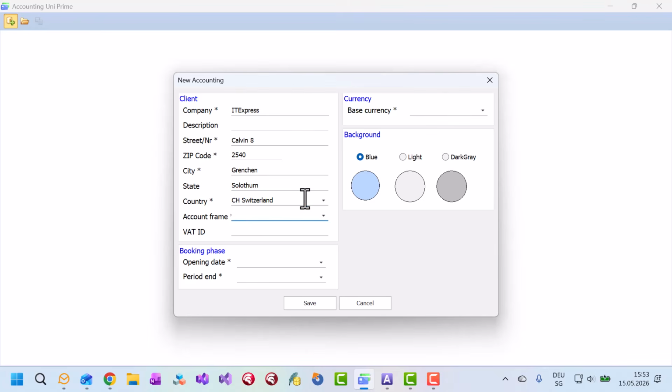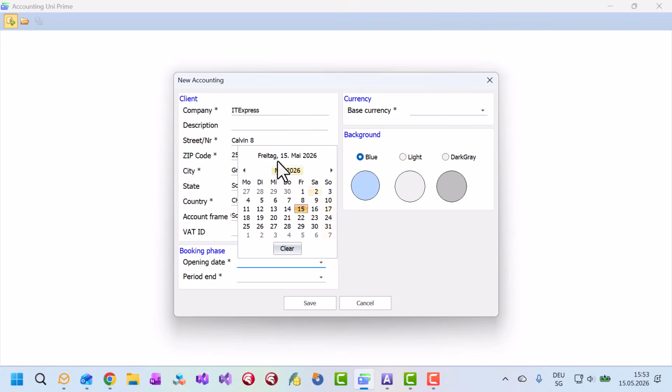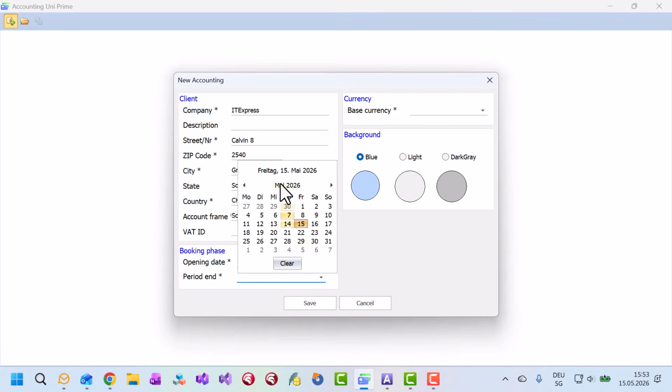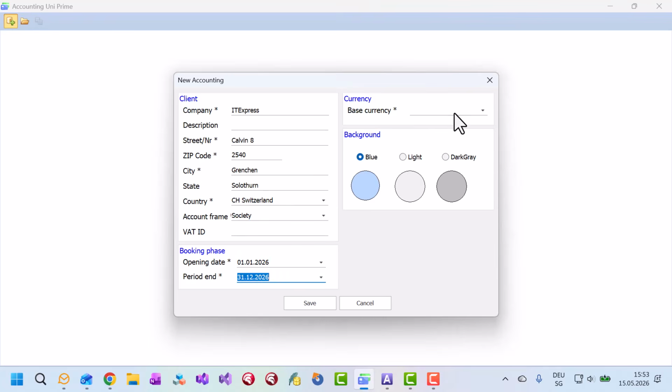Next, we move on to something very important. The account frame is an organized listing of all accounts. We will go into more detail later. To start with, let's select a small account frame for a company. Set the currency to US dollars and choose a blue background color.